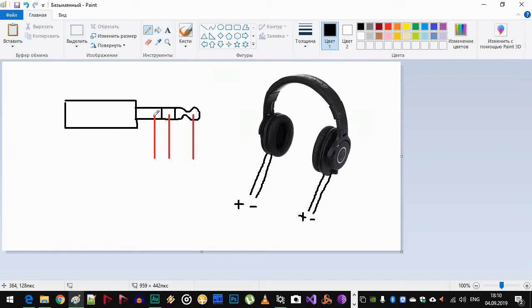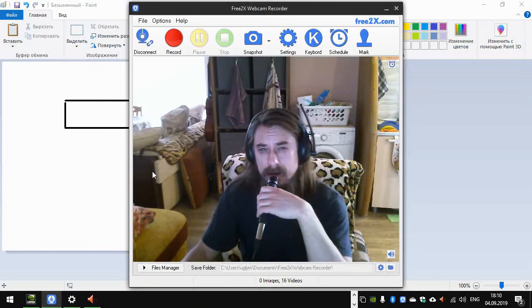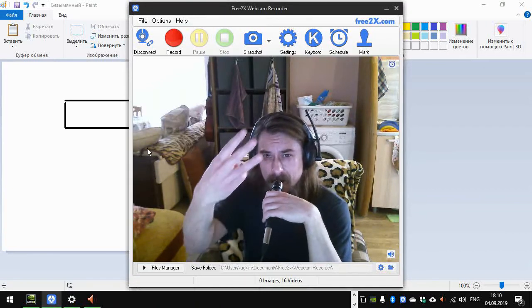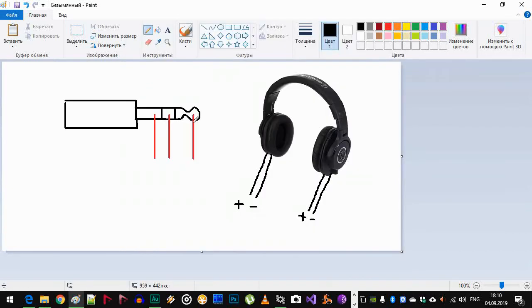But the stereo connector, as I showed you, has 3 connectors, which means I can connect here 3 cables. So this device is not possible to connect here correctly. To connect it here correctly, it must have 4 connectors.